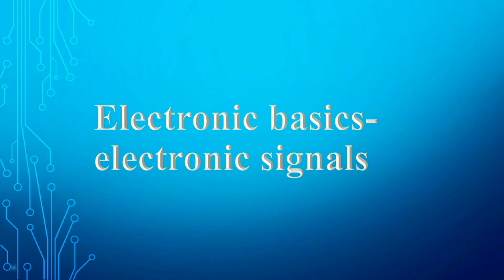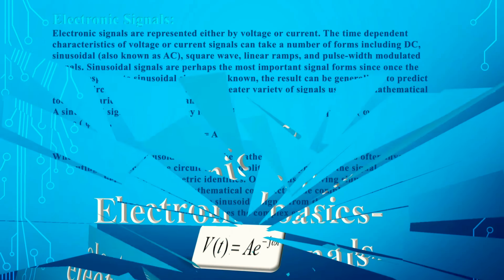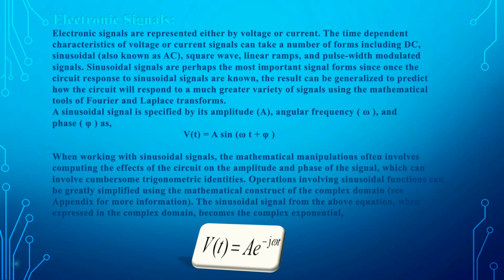Basics: electronic signals. Electronic signals are represented either by voltage or current. The time-dependent characteristics of voltage or current signals can take a number of forms, including DC, sinusoidal, also known as AC, square wave, linear ramps, and pulse-width modulated signals.